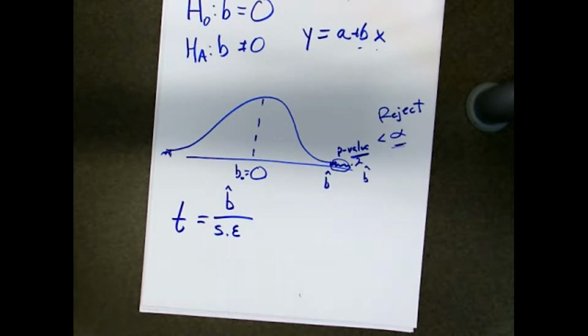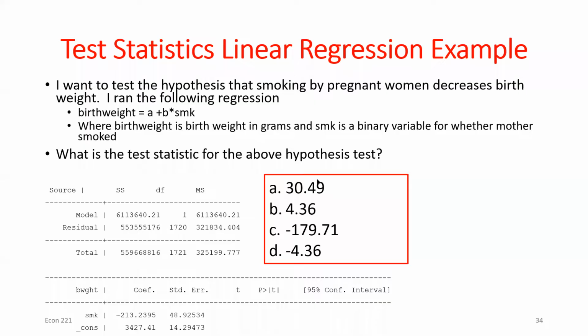So this is pretty easy, right? If I ask you to find a test statistic from linear regression results, hopefully it's very easy. Here, I would take negative 213 divided by 48.9, right? That's about negative 4, so negative 4.36, I'm guessing, is the value you get if you divide this coefficient by its standard error.